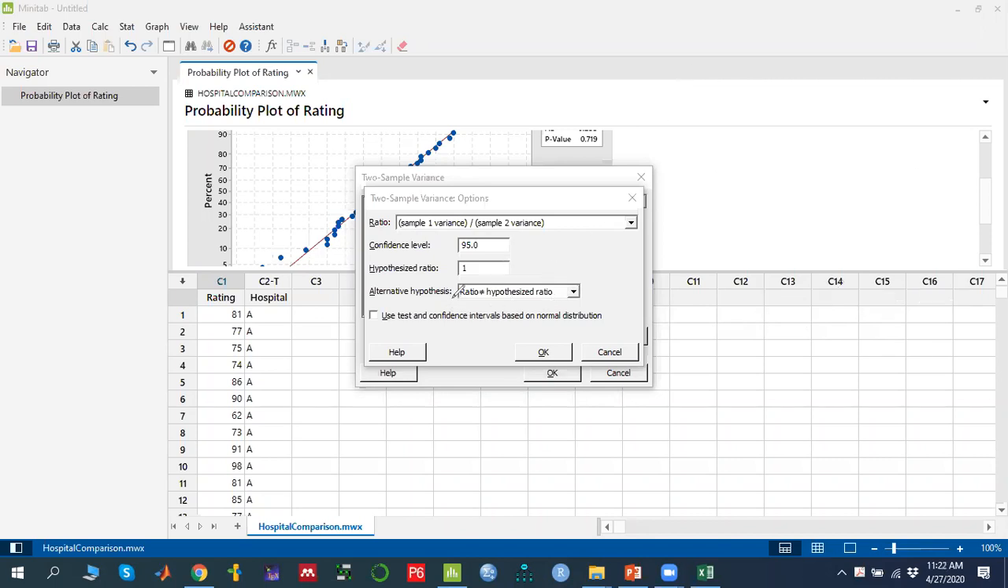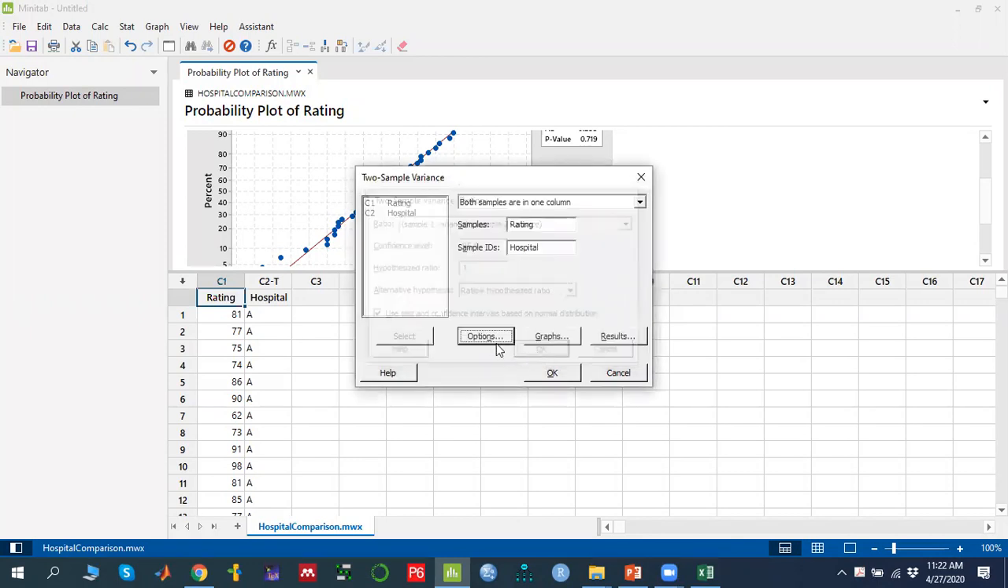Okay. Another thing, if you can see, they have mentioned to use test and confidence interval based on normal distribution. As we have already found out that the data is following the normal distribution, we need to check this one. If I check this one, Minitab will apply the F test. If I uncheck this one, Minitab will apply the Levene's test. So right now I'm going to check this one, press OK, because the data was normally distributed.